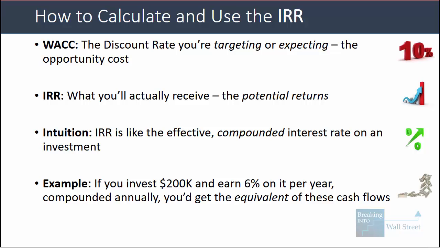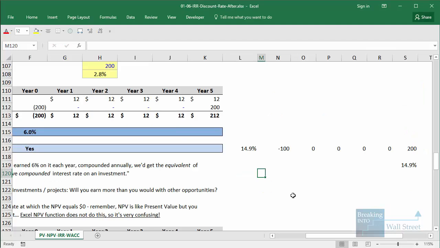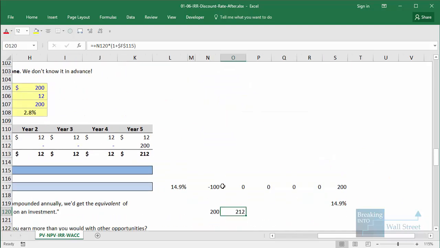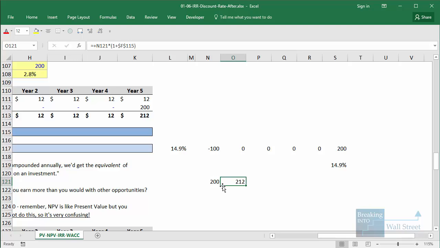So if we were to invest the $200,000 that we showed before and we earn 6% on it each year, because that's our IRR in this case, and we compound it annually, we get the equivalent of the cash flows shown here. If we have 200,000 here in the beginning, we take this and we multiply by 1 plus the internal rate of return right there. And we copy this across. By the end, we get up to around 267,000.